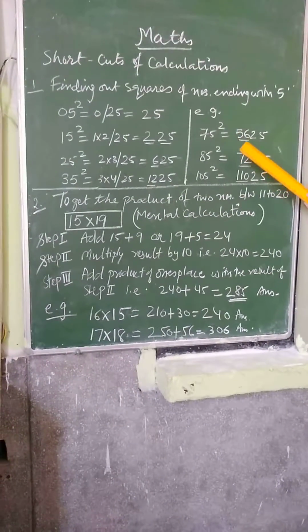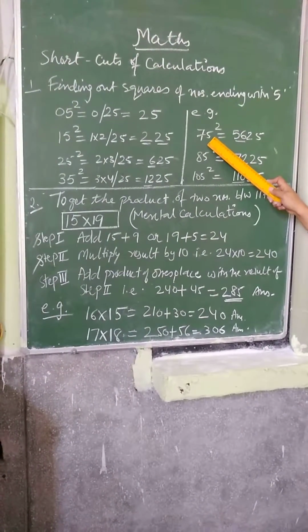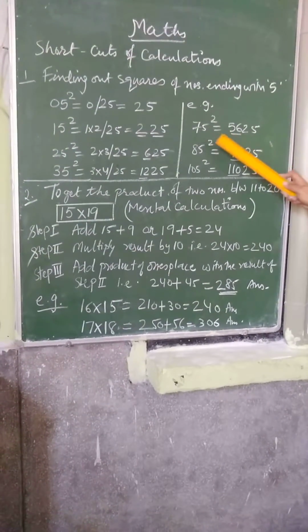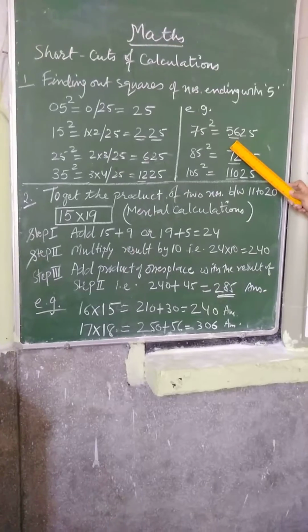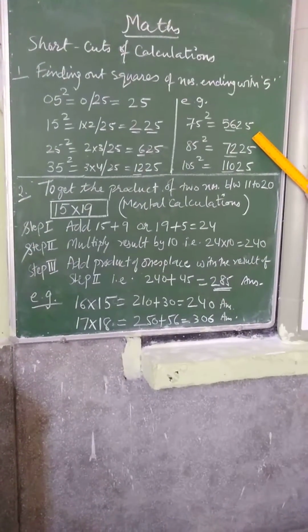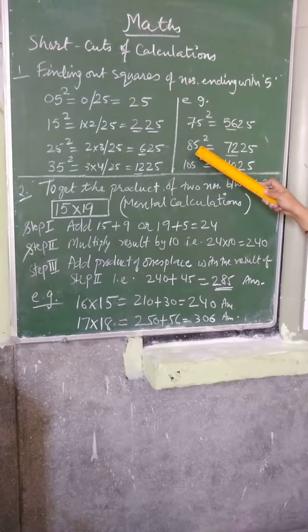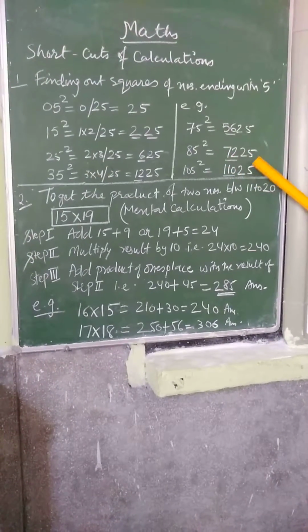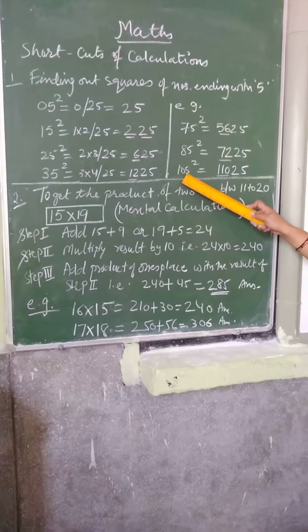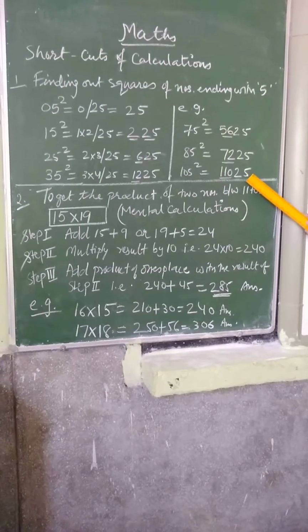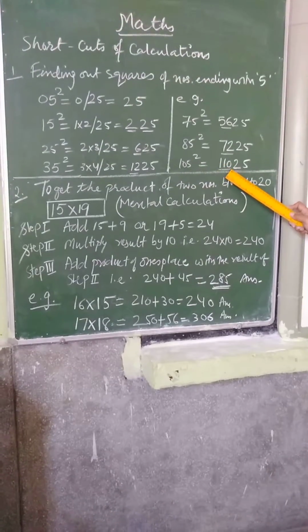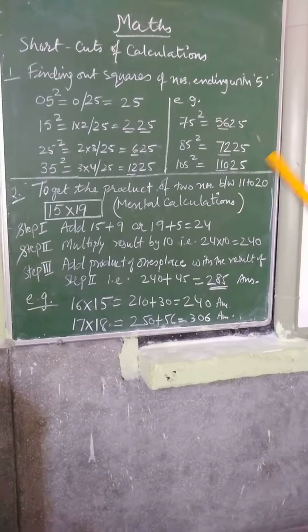There are some more examples. For example, 75 square, 5 square, the number will end with 25, and 7 8s are 56. So the result comes 5625. Similarly, 85 square, 5 square will end with 25, and 8 9s are 72, so 7225. 105 square, here 5 square ends with 25, and 10 into 11 will become 110. So the answer is 11,025.